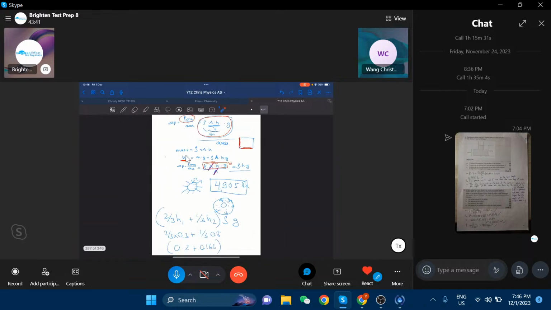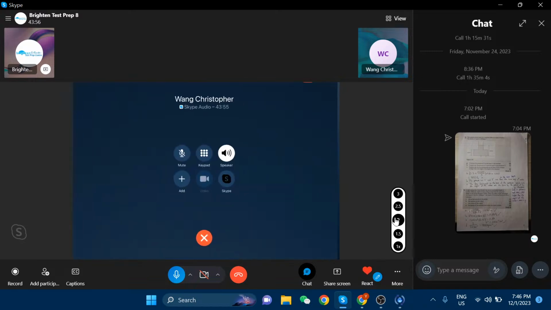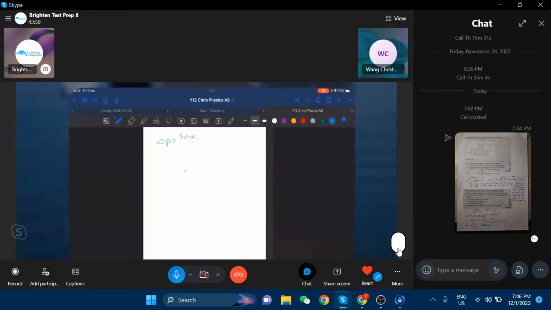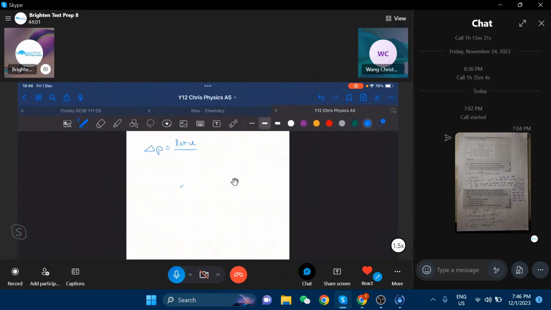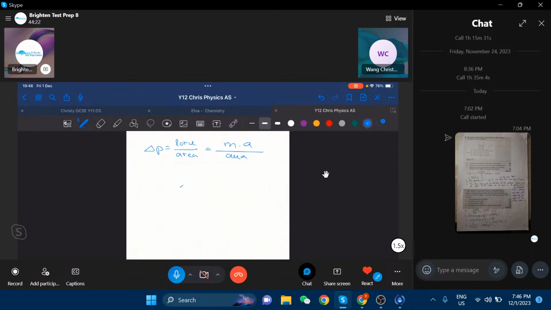Okay, let's do it like this. So for A, I mean, I just write down what you already know. So pressure is force over area. Force over area. Now the force, so we still have the area. The force is mass times acceleration. Just Newton.